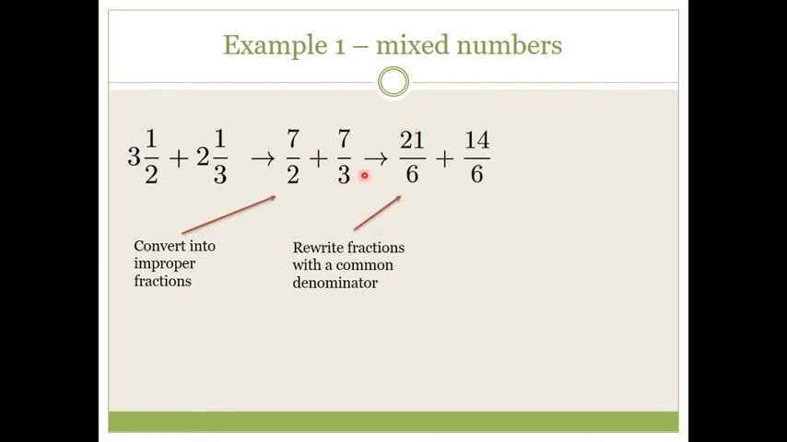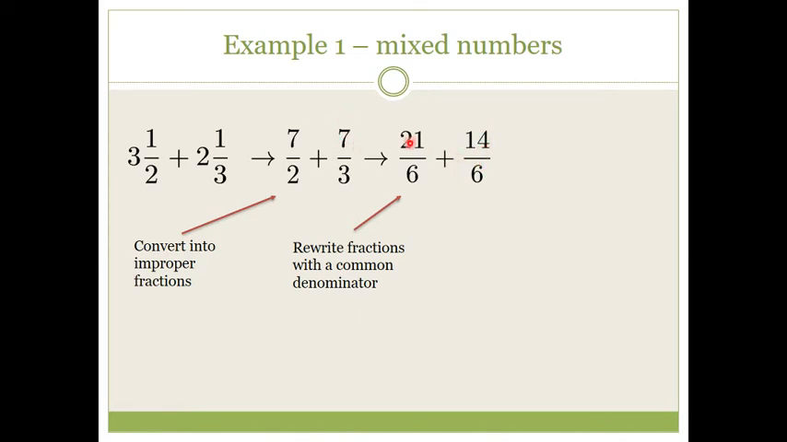Alright, so let's get an equivalent fraction for 7/3. We know the denominator needs to be 6 because that was our least common multiple, or our lowest common denominator. So I kind of asked myself, what did I have to multiply 3 by to get it to be a 6? Well, we had to multiply it by 2. And if we multiply the denominator by 2, we have to multiply the numerator by 2 as well. So 7 times 2 gives us 14.